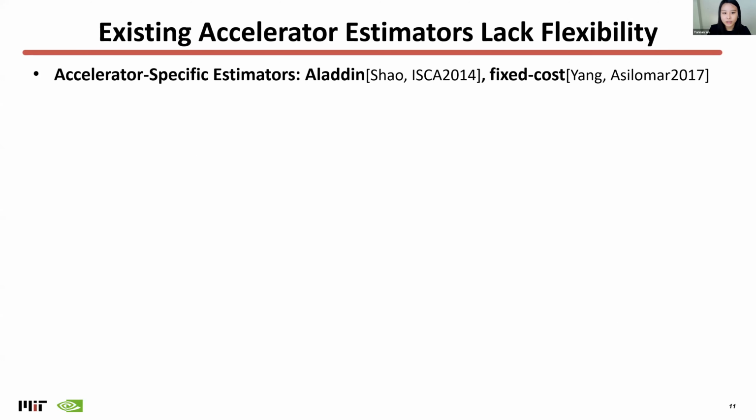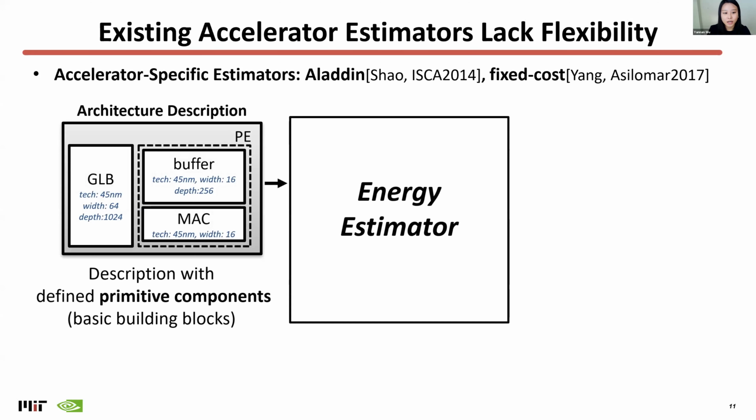So I'm going to briefly talk about some existing accelerator estimators and their limitations, and also go through how Accelergy solves these challenges. So the most popular type of accelerator estimator are called accelerator-specific estimators. There are 2 example papers that implement such type of estimators. These estimators take in an architecture description, as we have mentioned, generally applicable to all the architecture level energy estimators. And the architecture description is composed of defined primitive components. By primitive components, we mean the basic building blocks of an architecture.